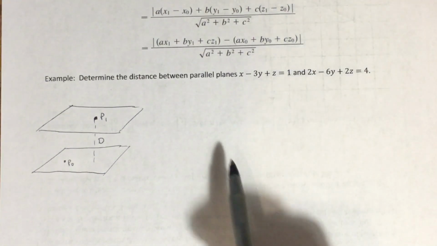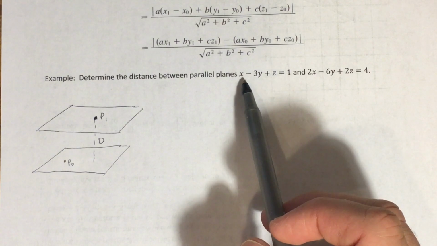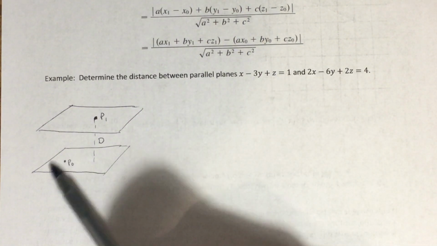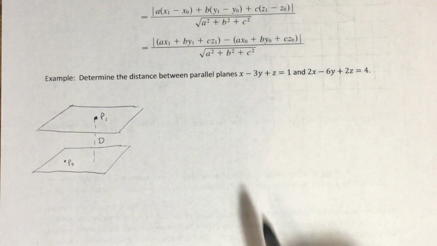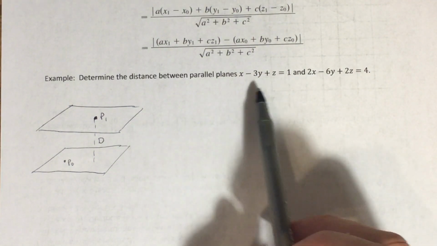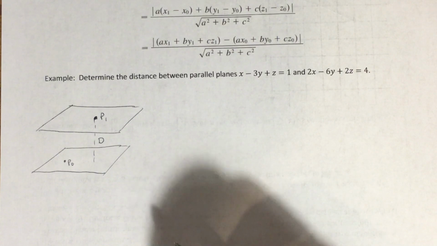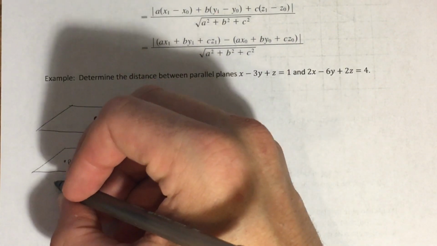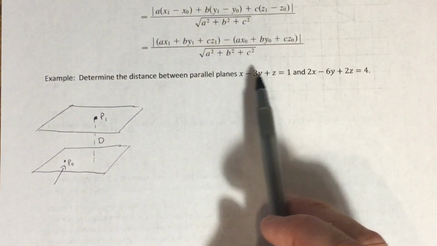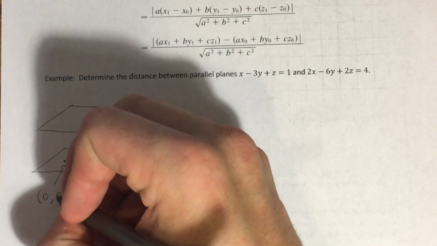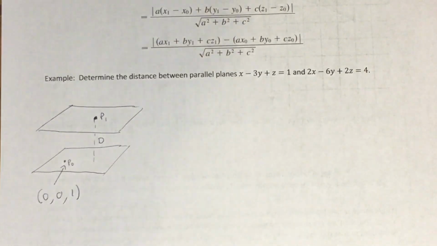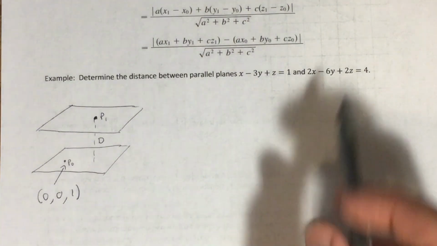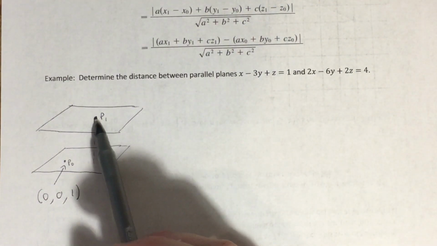Well, let's make it easy on ourselves. Let's find the point at which this plane intersects the z-axis. Now, the reason that's easy is because if we're intersecting the z-axis, that's where x and y are both equal to 0. I can see that if I plug a 0 in for x and y into this equation, z would have to equal 1. Okay? And you know what? Why not do the same thing over here to find a point up in this plane?